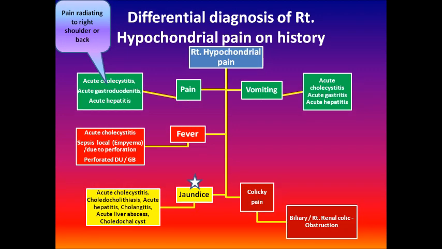When you see an additional symptom like jaundice, your diagnosis becomes different. The pathologies are related to the hepatobiliary tree. Acute cholecystitis may present with mild jaundice. Choledocholithiasis presents with obstructive jaundice. Acute hepatitis presents with mild jaundice. Cholangitis, acute liver abscess, and choledochal cyst all present with jaundice. I mentioned the colicky pain here also because in the right hypochondrium, biliary colic is one of the common conditions. Right renal colic is also a possibility.